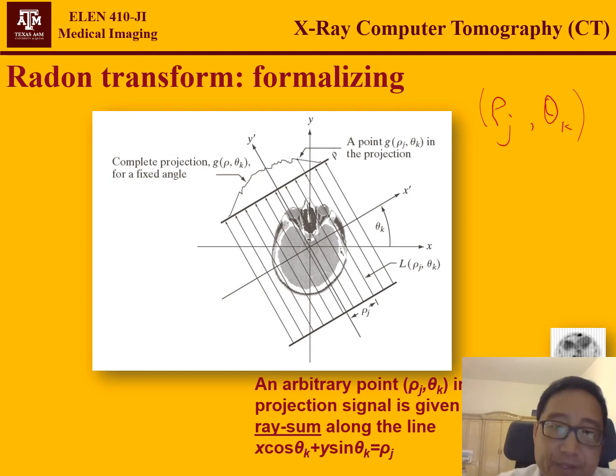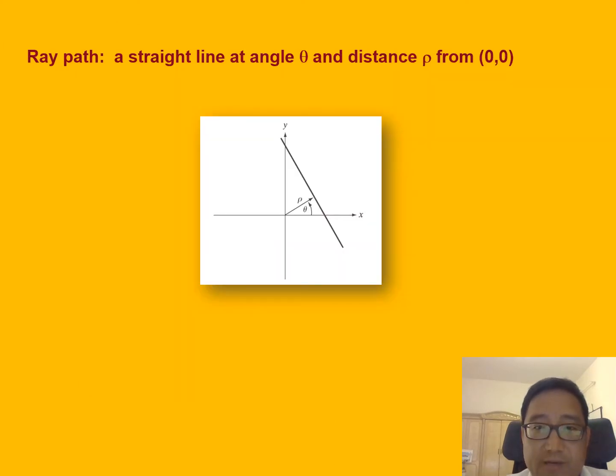Okay, but at the moment you can think about this as a continuous value. So the detected signal here, along that particular X-ray path, is actually related to the ray sum of the attenuation coefficient along that red line. Okay, now what is a ray sum? Ray sum basically means you sum up every value along that line.